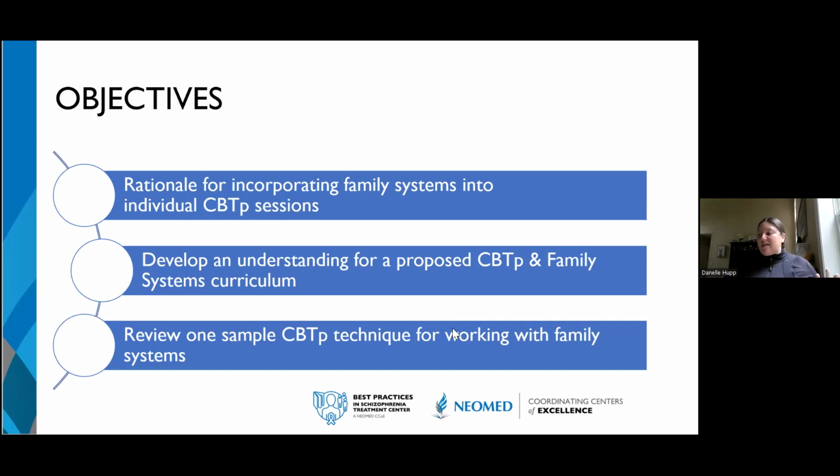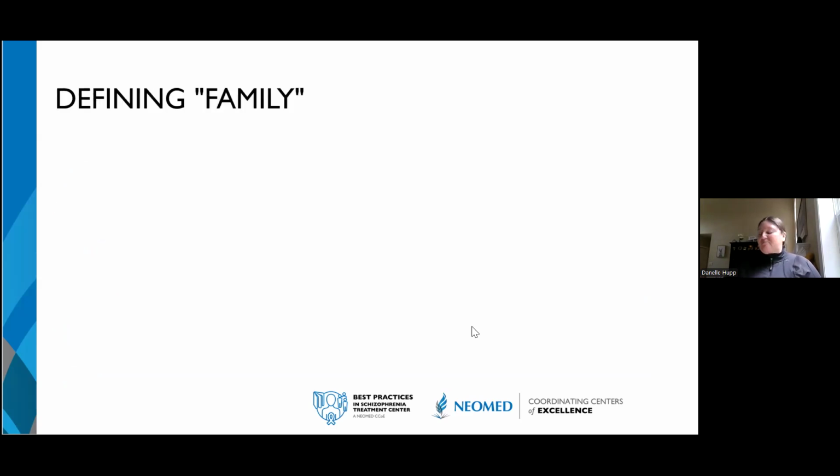So today we're going to be talking about why it's so important to involve family systems in general, and including CBTP practice, an understanding of this potential training track or curriculum, so you can get a feel for what it might be like, and a sample technique from the CBTP world that can be used for working with family systems. So those generalizable skills that can be carried over.